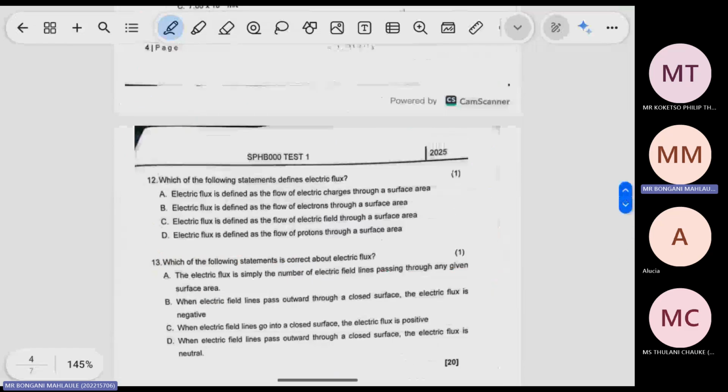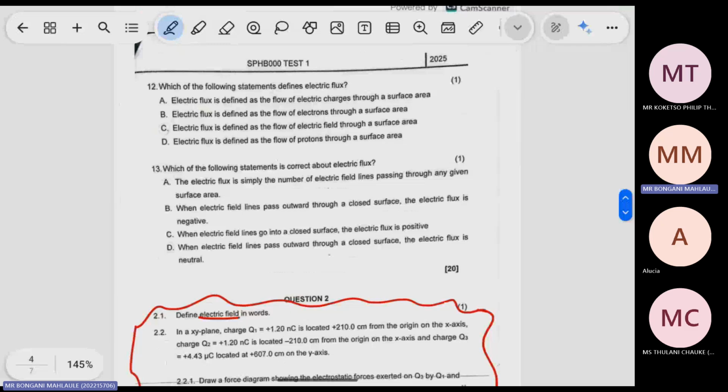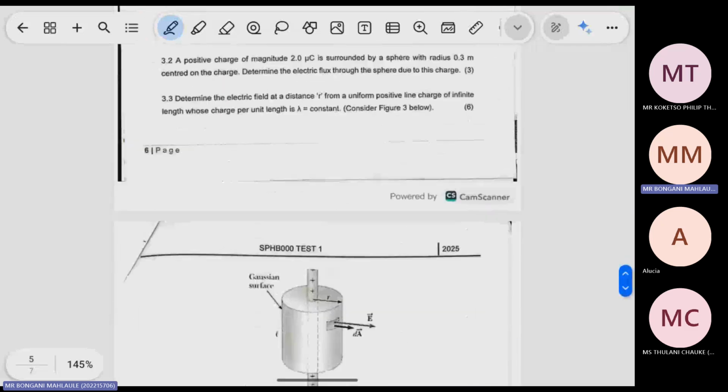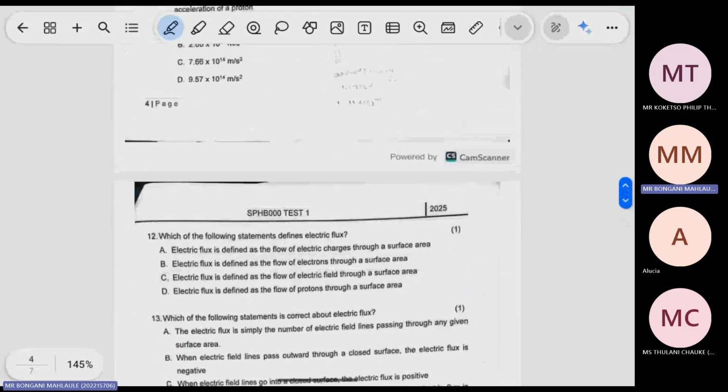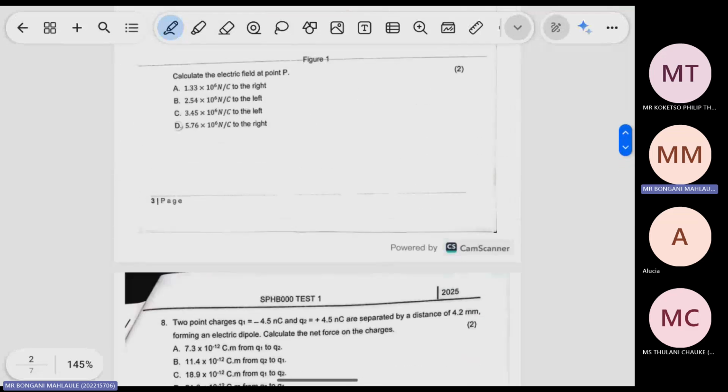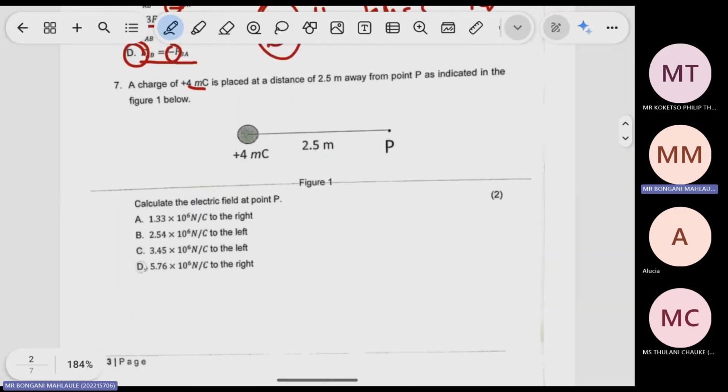Okay, with electric flux, we'll start. Okay, electric flux, we'll do it in the next session. Today, I had a long day. We're supposed to do everything today, so that's fine. We're supposed to do both topics.